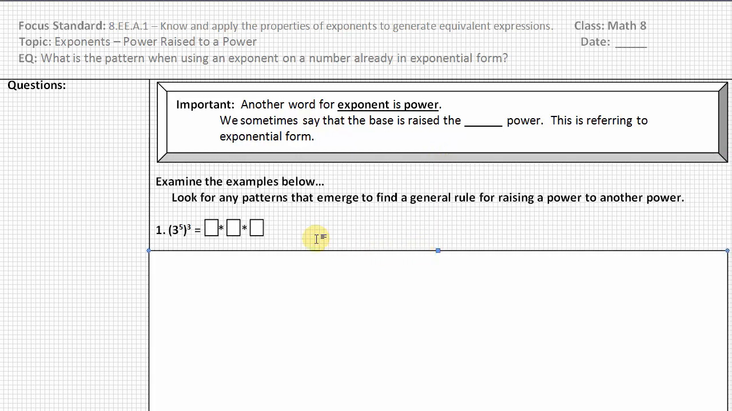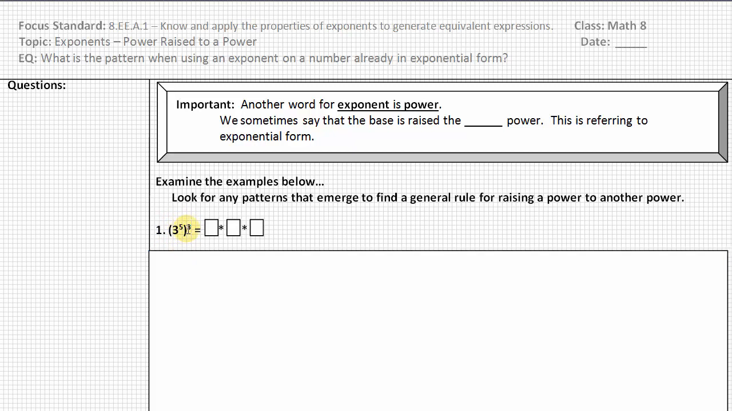So here's our first problem for today. We have 3 to the 5th power in parentheses, and we're raising that to the 3rd power. So our goal is to see how we can rewrite all of this so that we just have one value in exponential form. And to do this, we want to first break down, well, what does this mean?